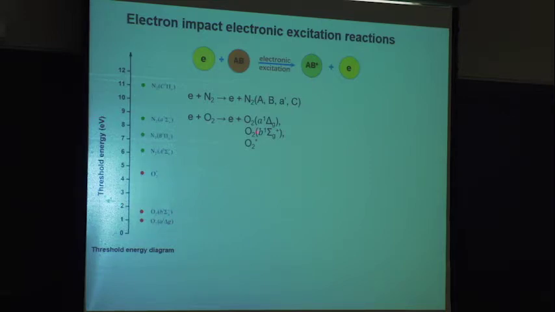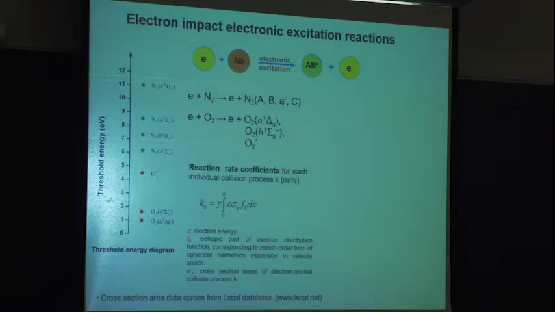Lower electron energy generates singlet delta. High electron energy generates nitrogen A, B, C, because the electron number density at high energy is very small. In plasma combustion, mostly you worry about electron impact with air, right? Nitrogen and oxygen, plus electron impact with fuel. These three sets of reactions are important.